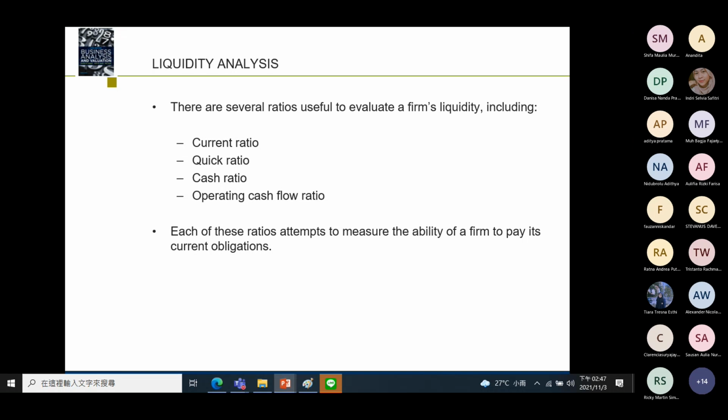Operating cash flow is another measure of the firm's ability to cover its current liabilities from the cash generated from operations of the firm. Liquidity ratios for HMN, Inditex and their peers are shown in the table.